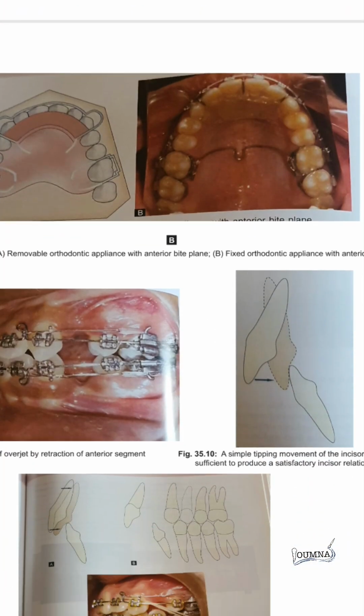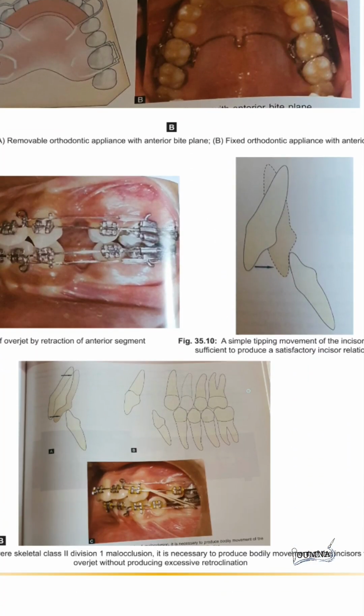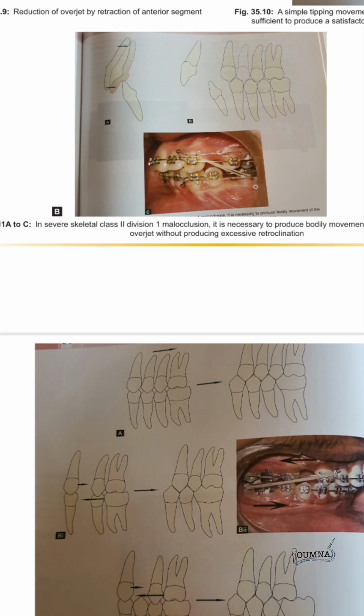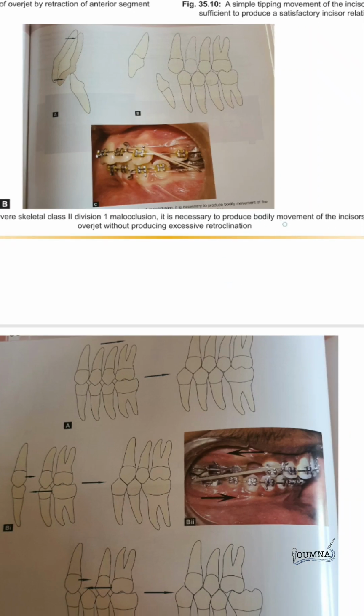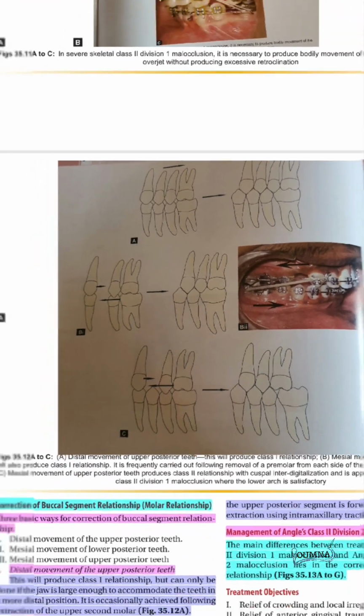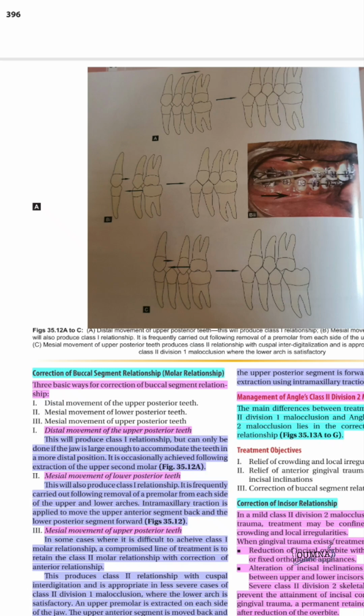This is the anterior bite plane of a removable appliance, and here we use intermaxillary elastics to do a bodily movement of the anterior teeth, and it is important to achieve a bodily movement where all of the teeth, root and crown, are moved together.